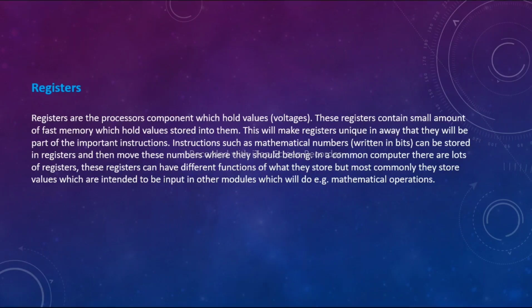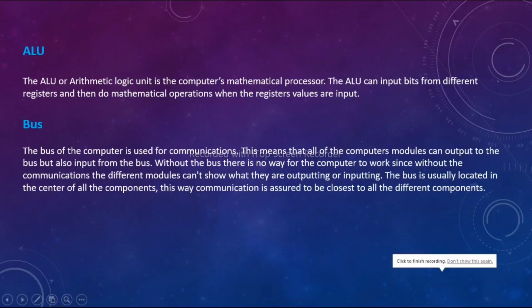Those registers can have different functions for what they store, but most commonly, they store values all intended to be input to other modules which will do, for example, mathematical operations. ALU. The ALU, or arithmetic logic unit, is the computer's mathematical processor. The ALU can input bits from different registers and then do mathematical operations when the registers' values are input.